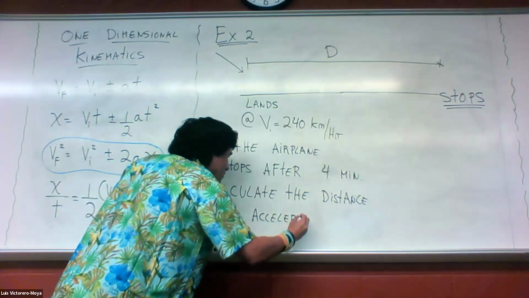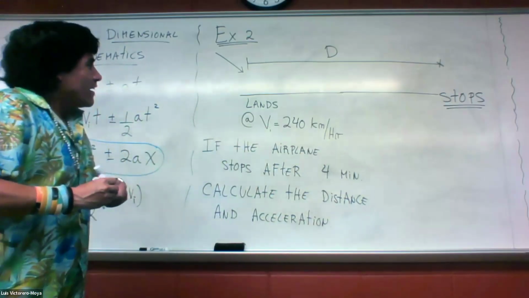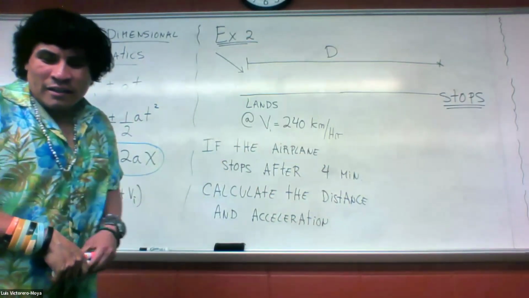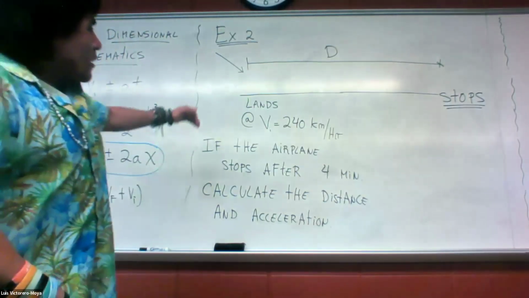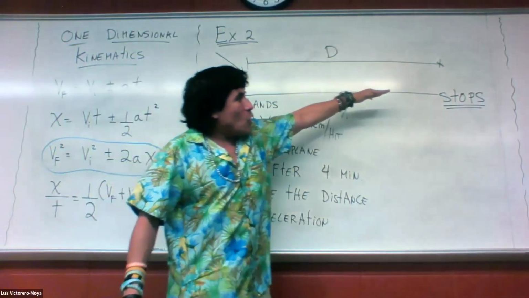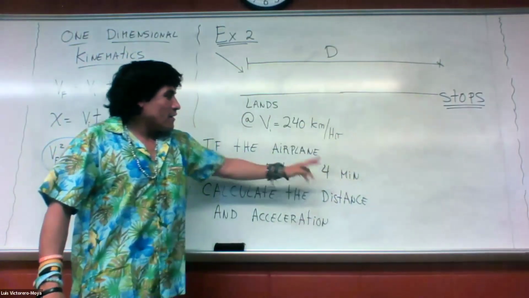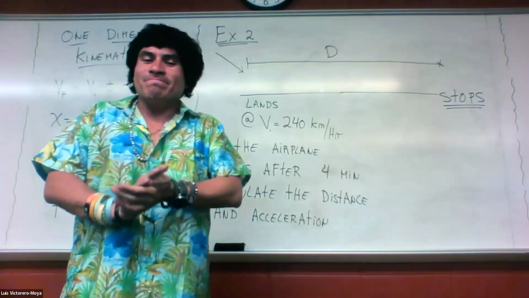All right, guys, I'm gonna let you guys do this. Let's see how you do it. It's a nice problem. I remember giving that in the exam. All right, so the airplane lands with that initial speed and it stops after 4 minutes. Find the distance and acceleration of the airplane.